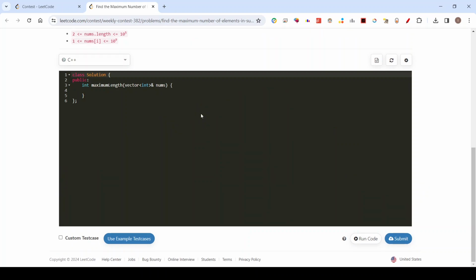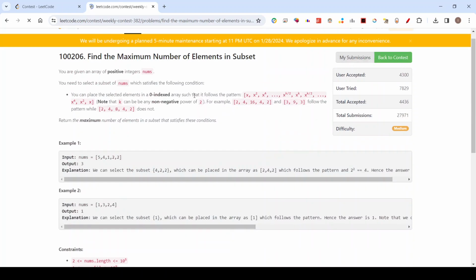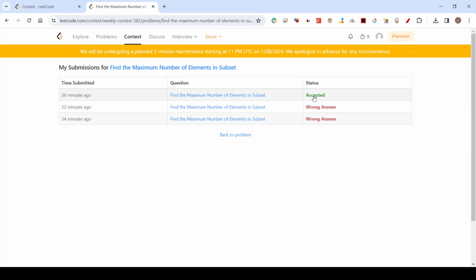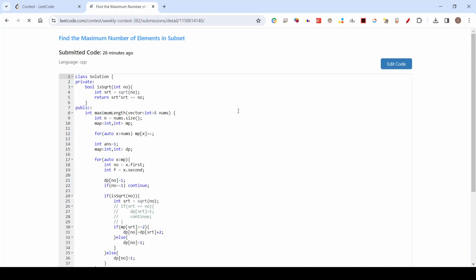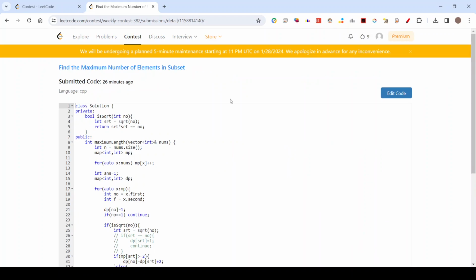So I hope you got my explanation. Let me show you my code, it will be much clearer. You can also see I got some wrong penalties here because there was some edge case which I will try to show you.